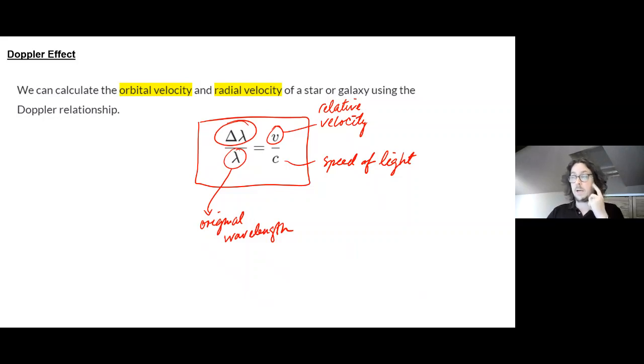So like I said, when a wave source moves relative to an observer, there will be a change in the wavelength depending on whether it's moving towards us or away from us. We can use this change to measure the velocity of that object.